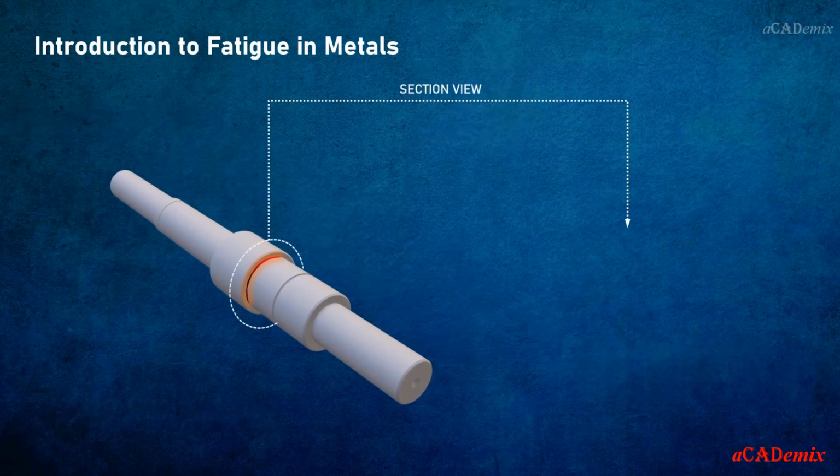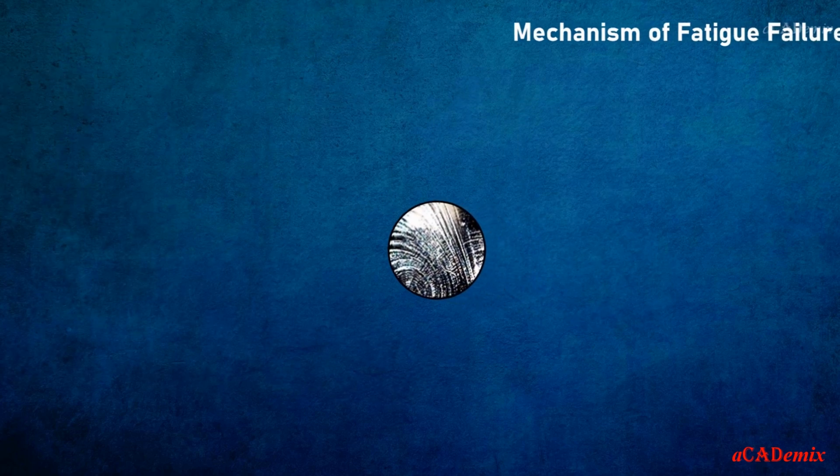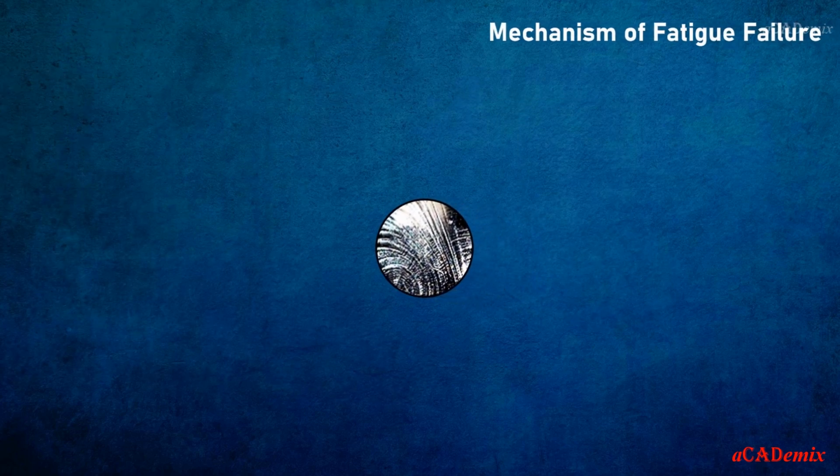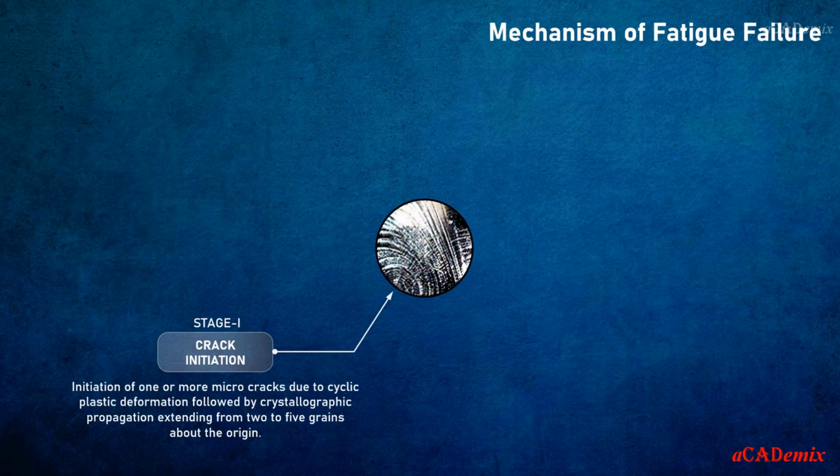Let's look at the section view of the failure area. The fatigue fracture failure arises from three stages of development. Stage 1 is the initiation of one or more microcracks due to cyclic plastic deformation, followed by crystallographic propagation, which extends from 2 to 5 grains above the origin. Stage 1 cracks are not normally visible to the naked eye.